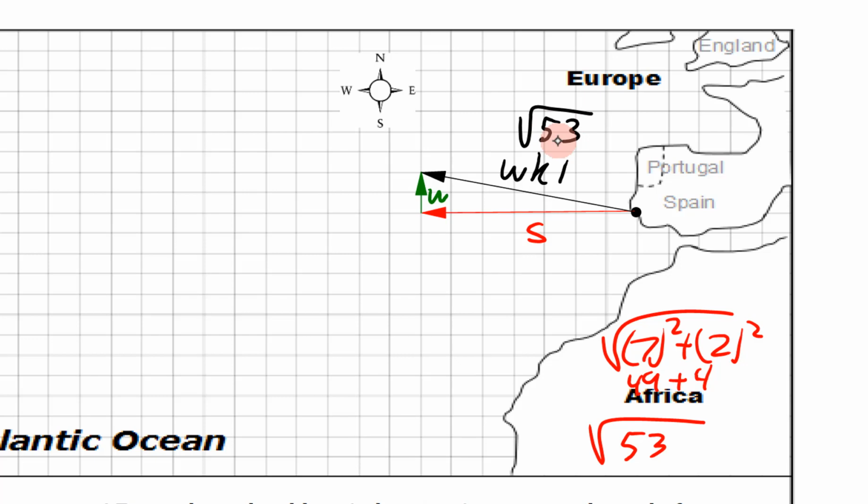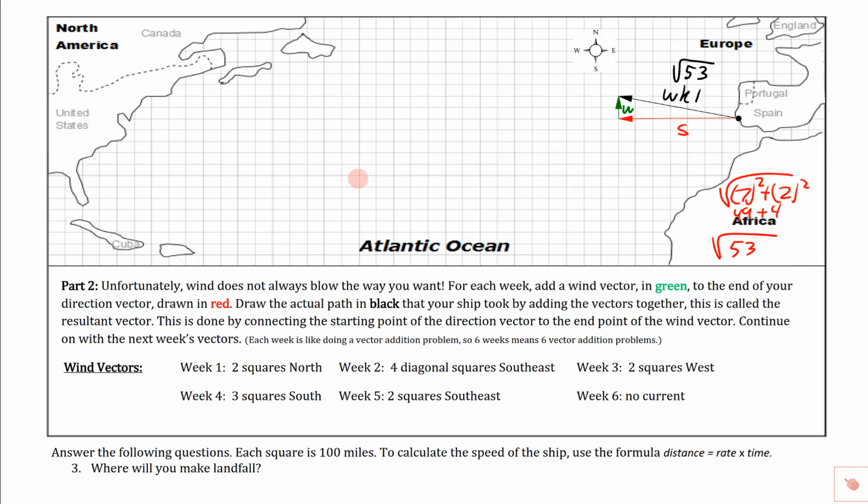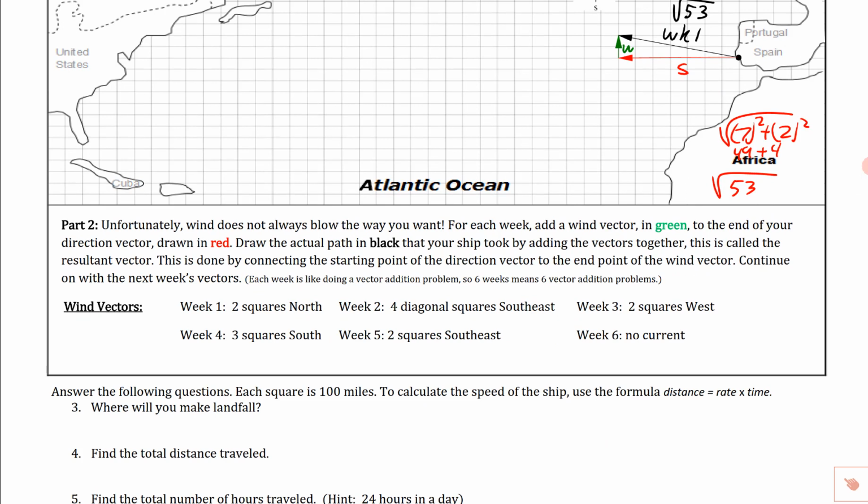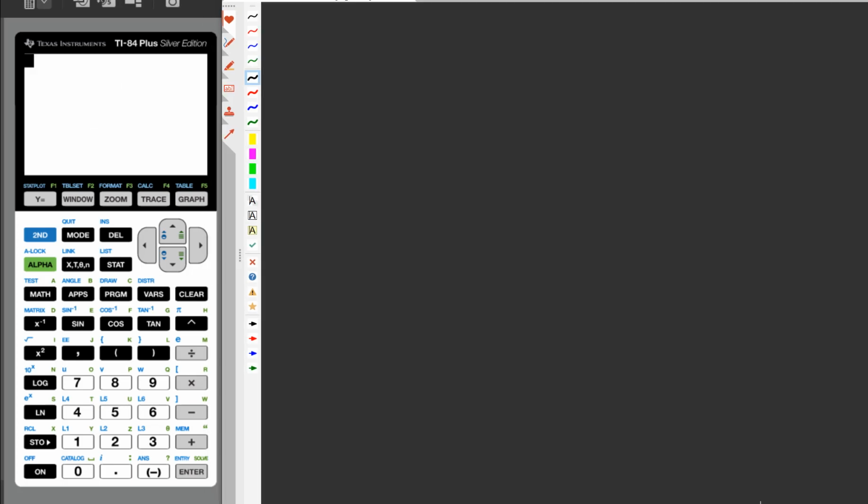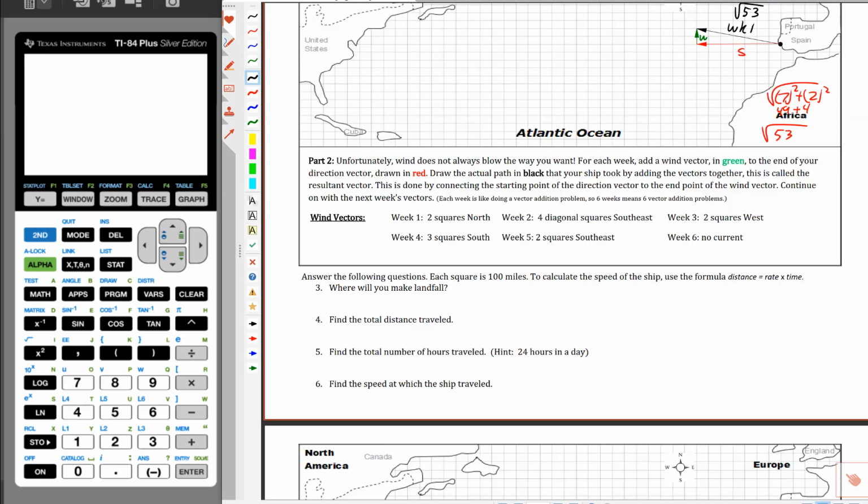Now, down below here, I'm not going to finish any more of this, but down below we are going to talk about some of the questions. It says each square represents 100 miles, so we could figure out how far this is in miles. How far did they actually go in miles? So I'm going to bring up the calculator here. And remember, we figured out that it was the square root of 53. So I'll hit second square root, 53, hit enter. So that's going to be 7.28. So this distance right here, again, each square is 100 miles.